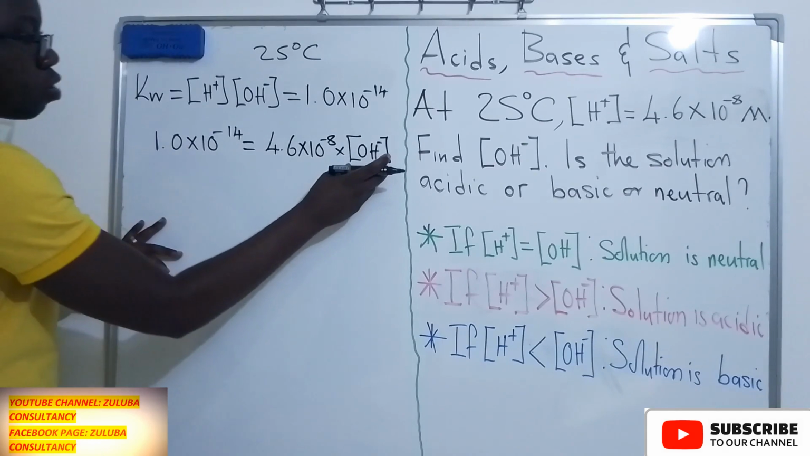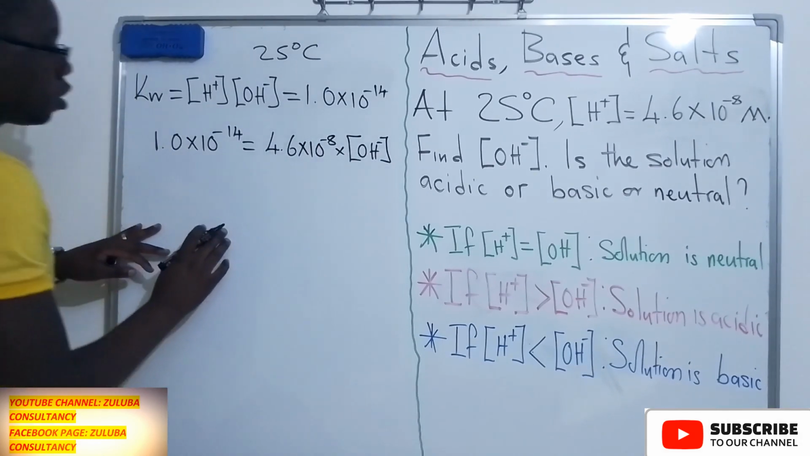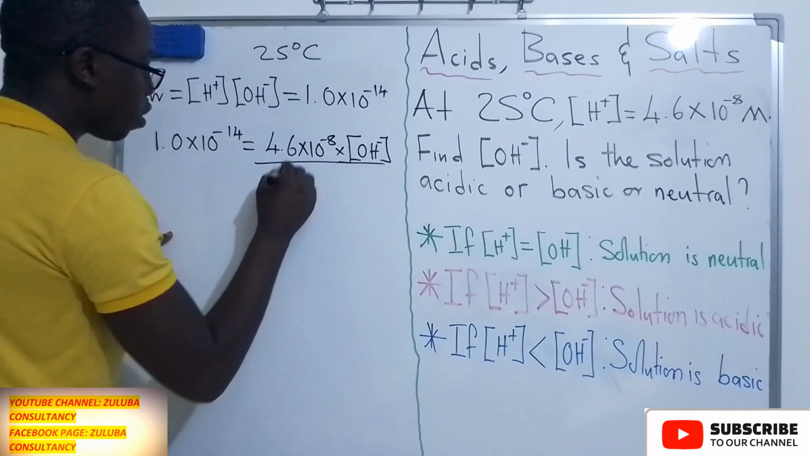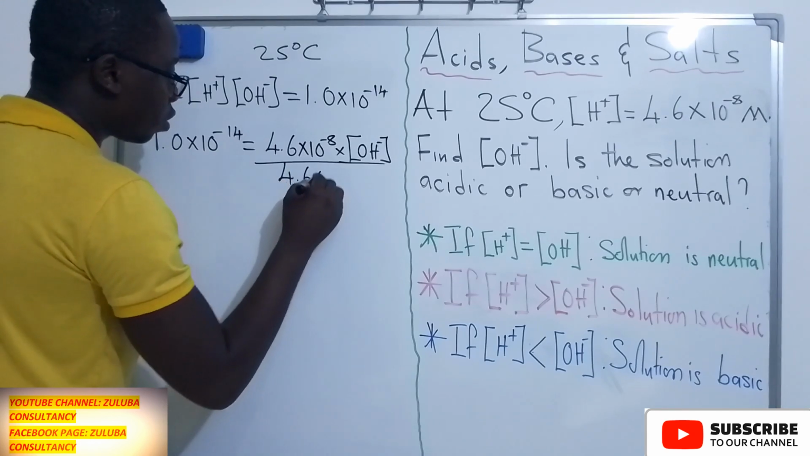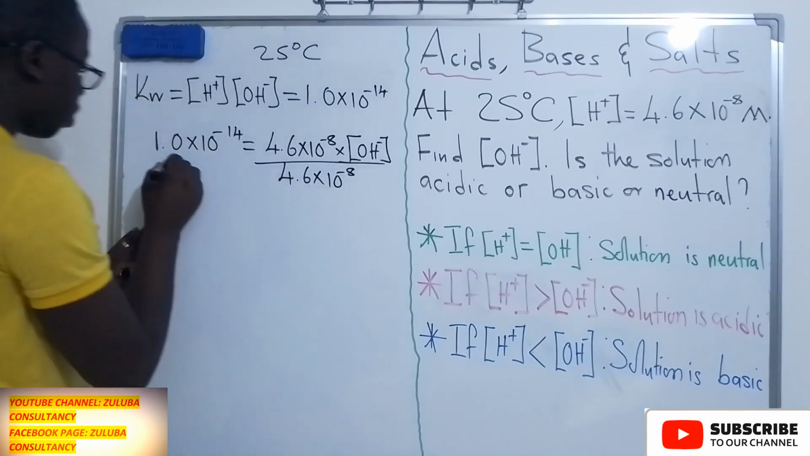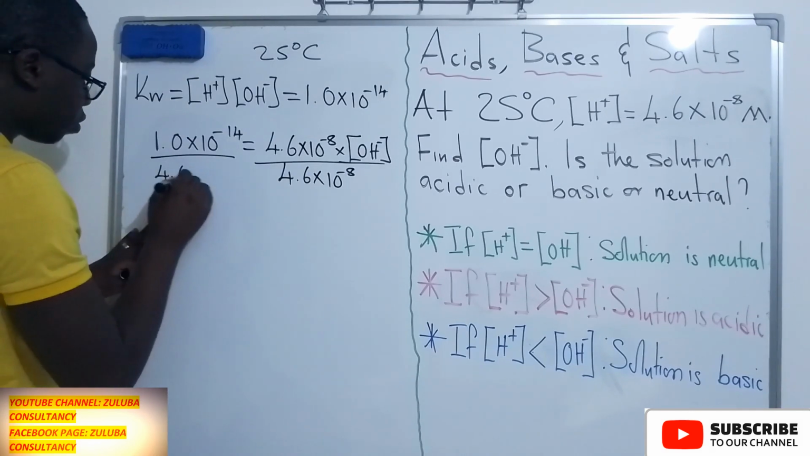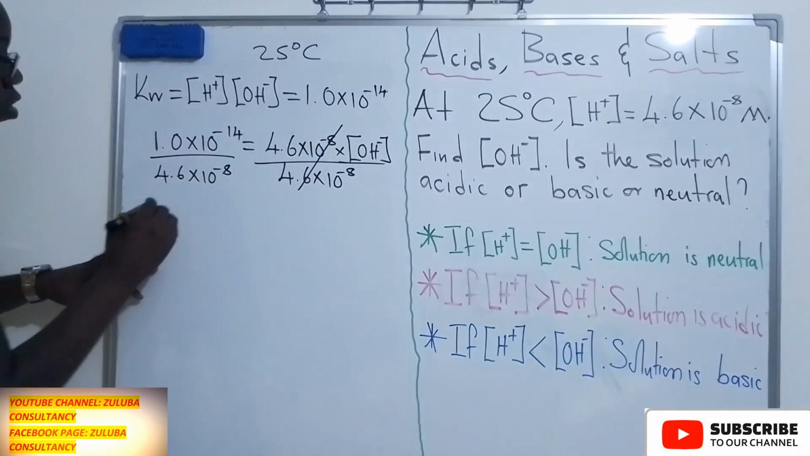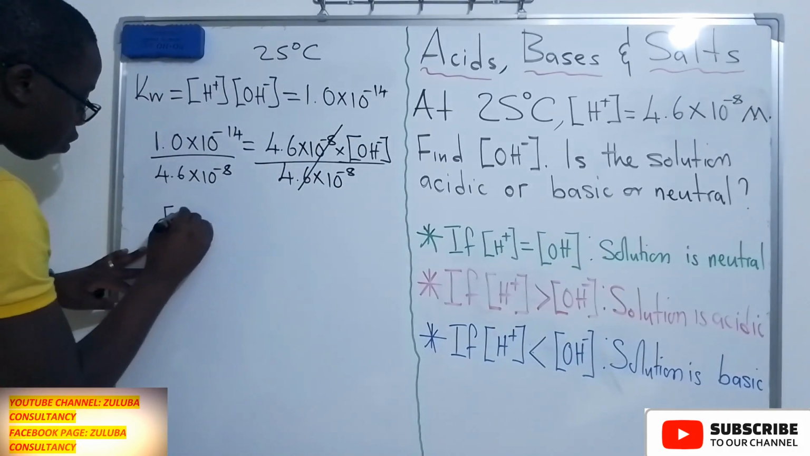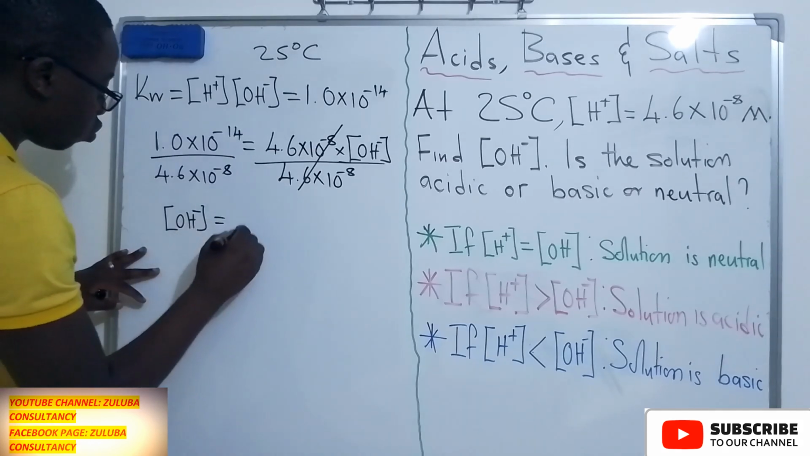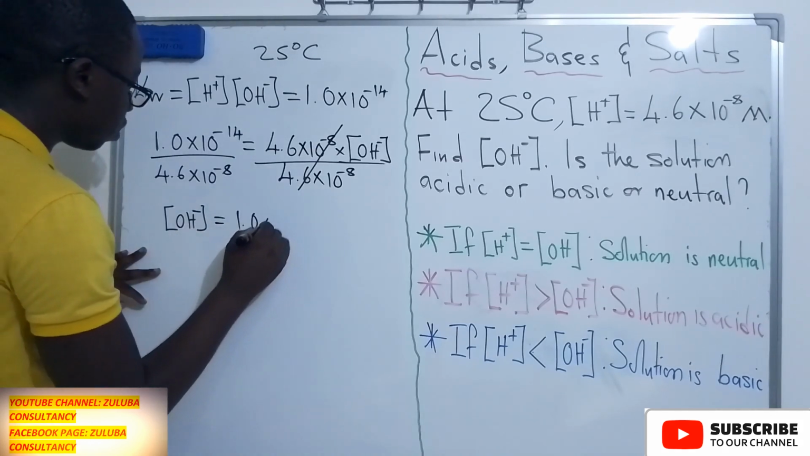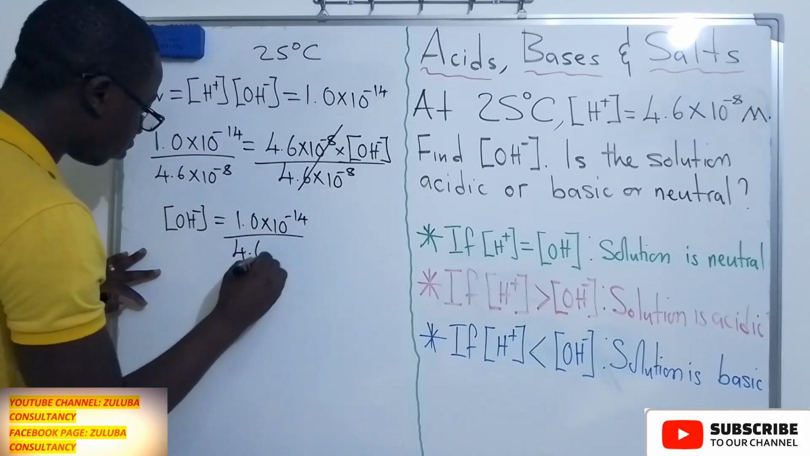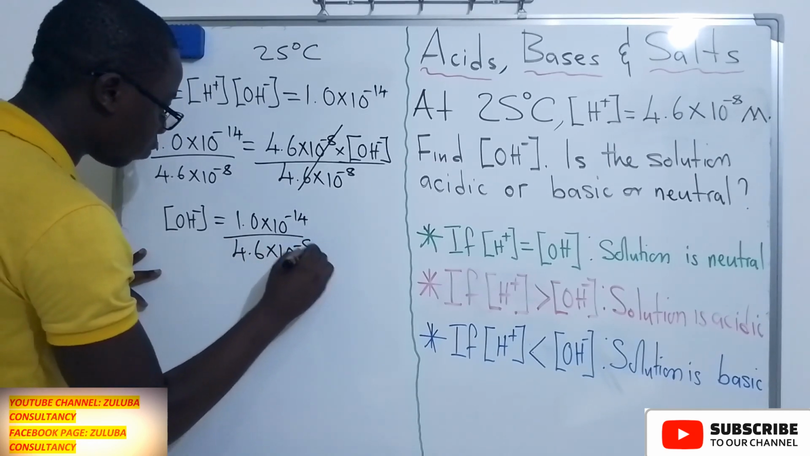So we want now to calculate the concentration of OH negative. We can make it the subject of the formula by dividing both sides by 4.6 times 10 to the power negative 8. So these two will simplify. We are now going to have the concentration of OH negative equal to 1.0 times 10 to the power negative 14 divided by 4.6 times 10 to the power negative 8.